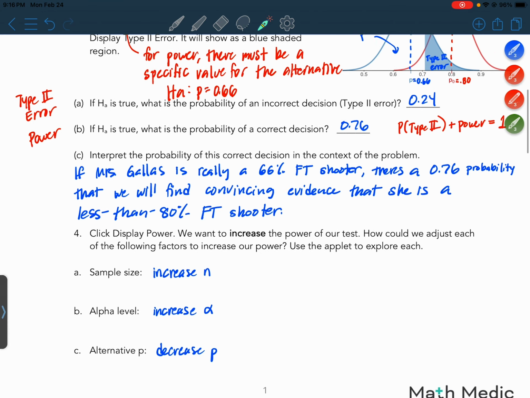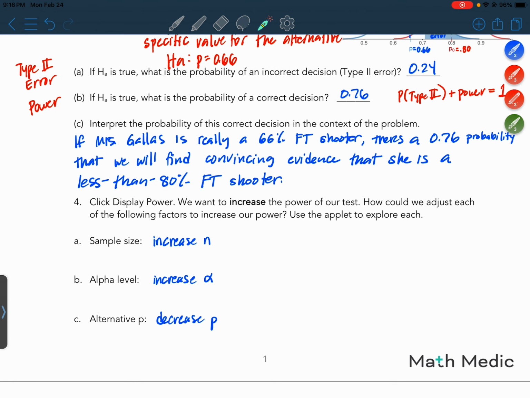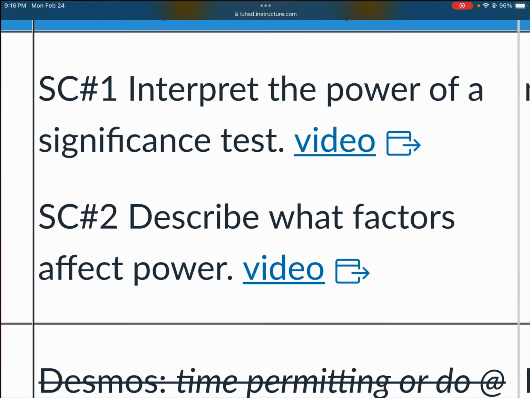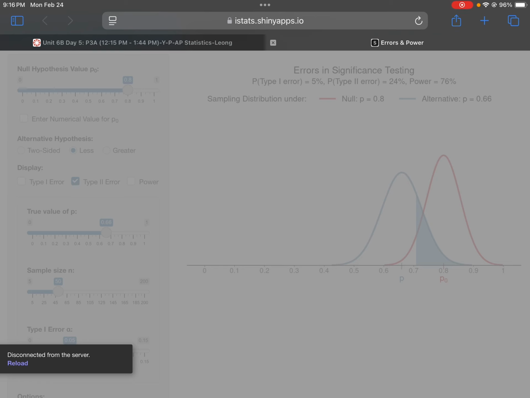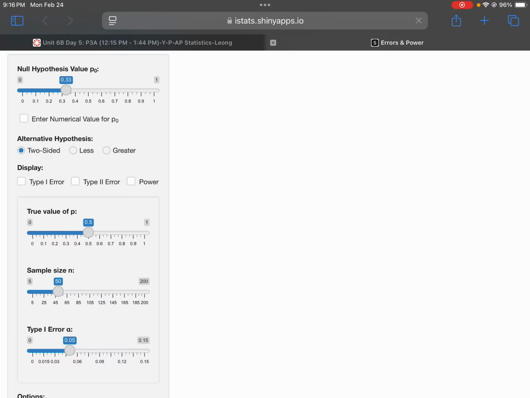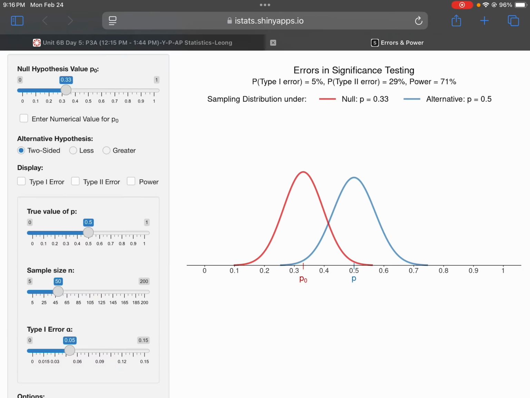All right. The last question wanted us to investigate ways that we can increase the power of the test, ways that we can increase the likelihood of making this correct decision. So I'm going to switch over to the app here for a sec so that we can all see it together in real time. Let's reload it. All right, looks like I have to reset it now.